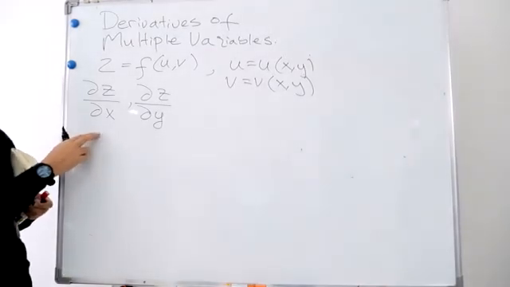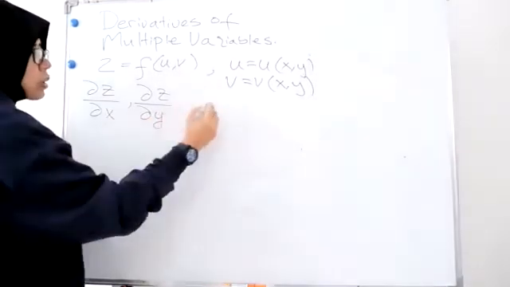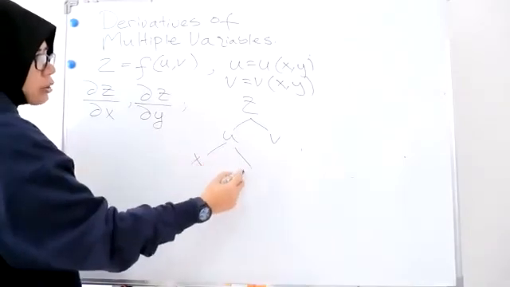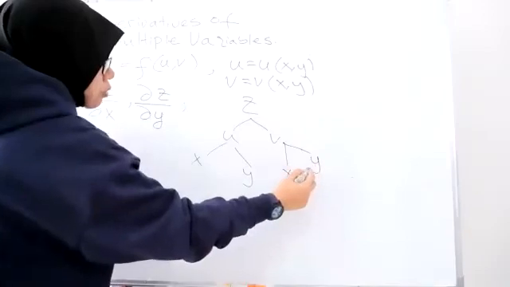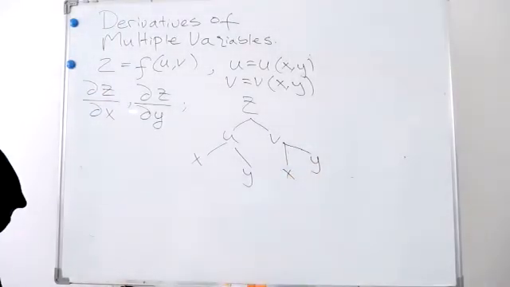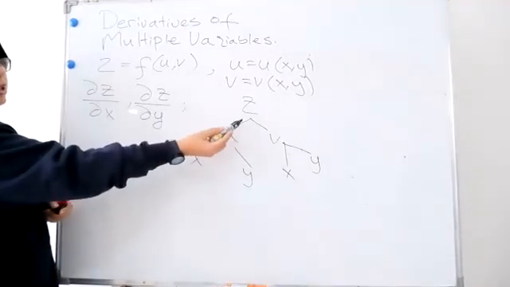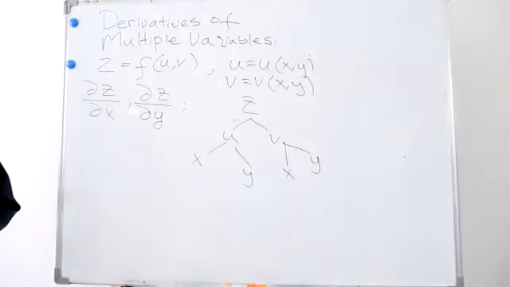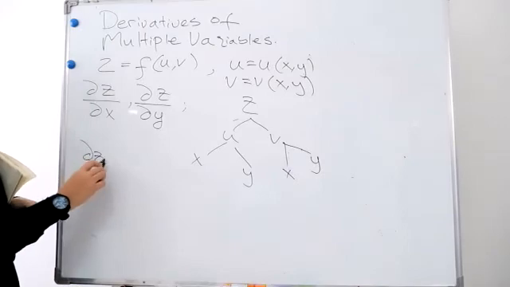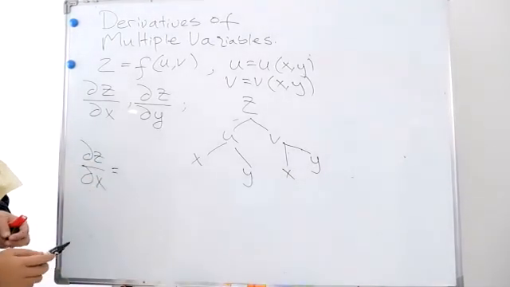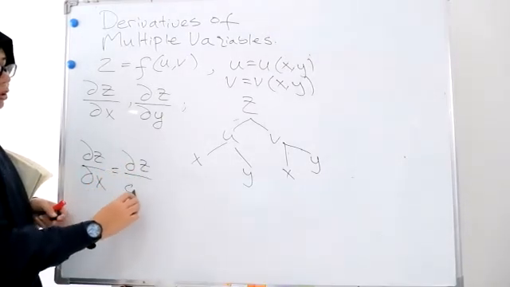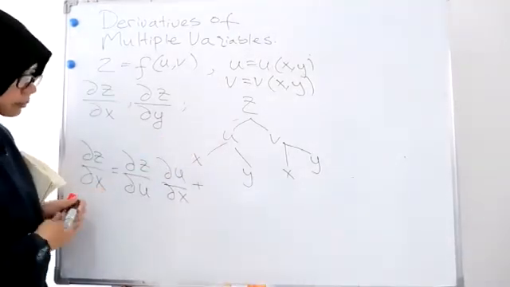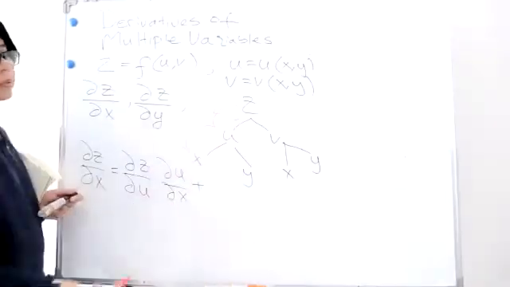Okay, so what we do in this case, we do the tree diagram. You can see that z depends on u and v. u depends on x and y. v depends on x and y. So if you want to find z partial with respect to x, you need to go on this line plus this line. So that's the chain rule, right? So you need dz over dx. This is just partial z over partial u times partial u over partial x, which is this line, and then plus this line.